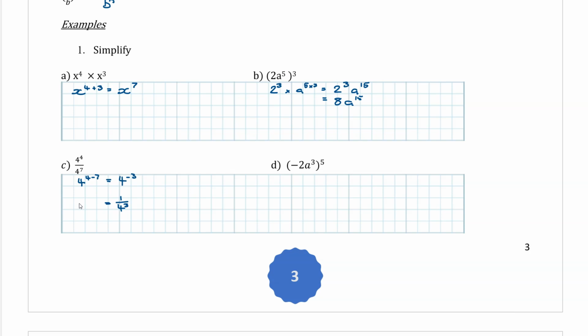And if we want to evaluate that out even further, what we can go is 4 times 4 times 4. So 1 over 4 times 4 times 4. And that will become 1/64th, like so.